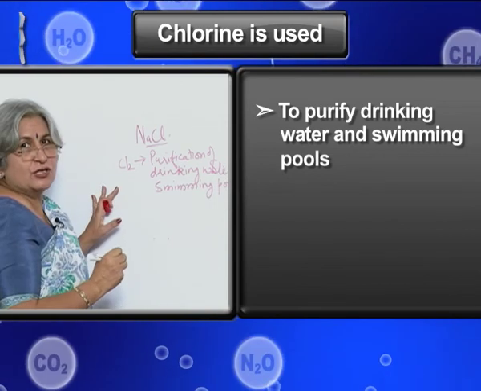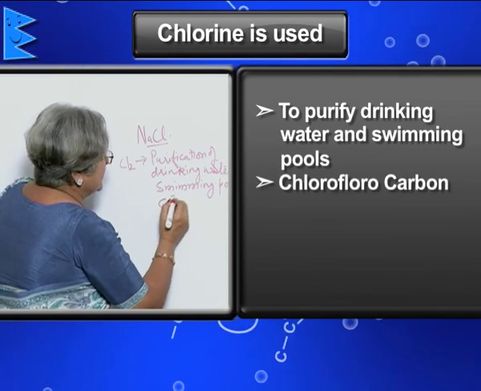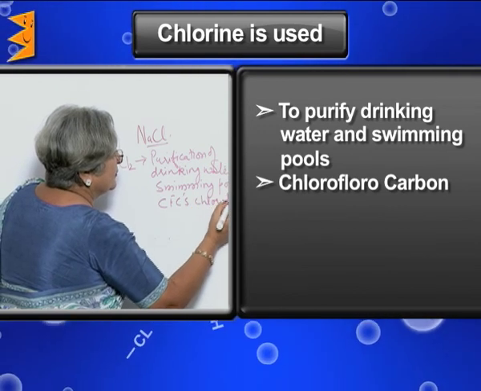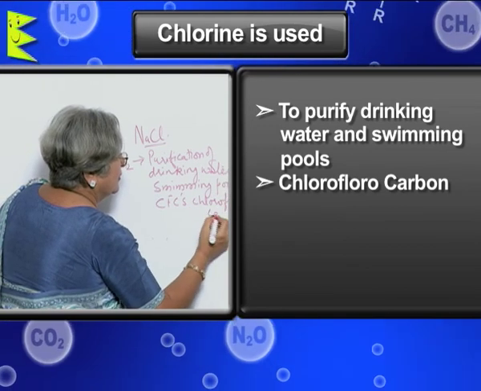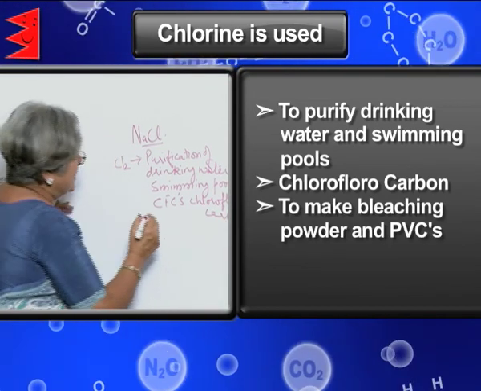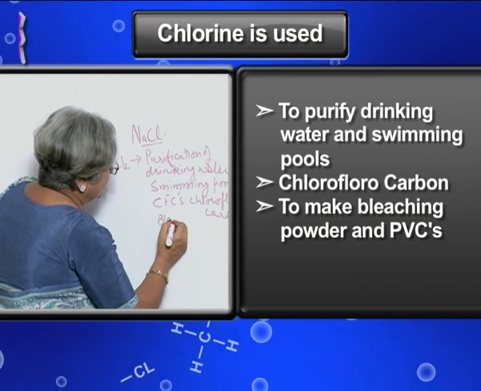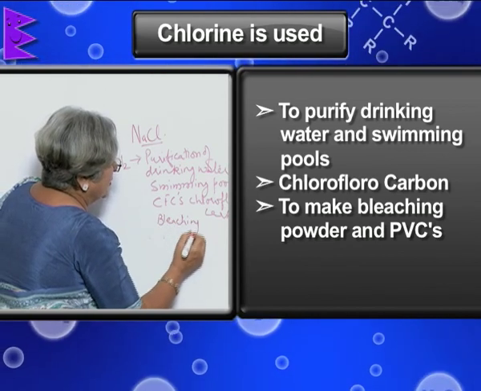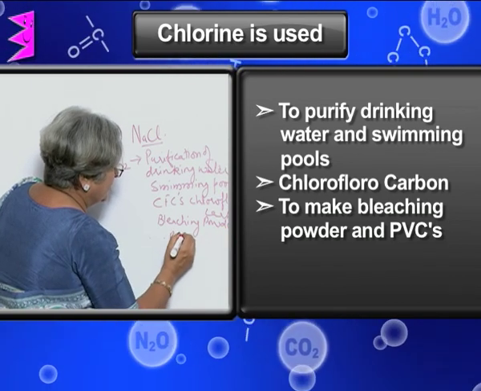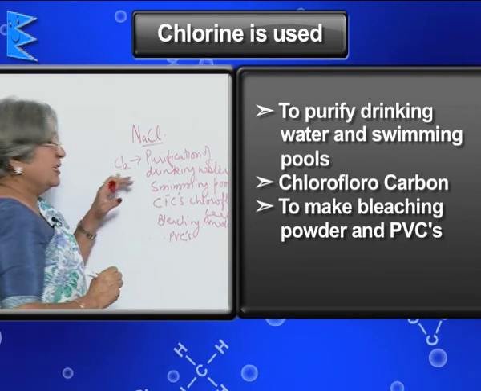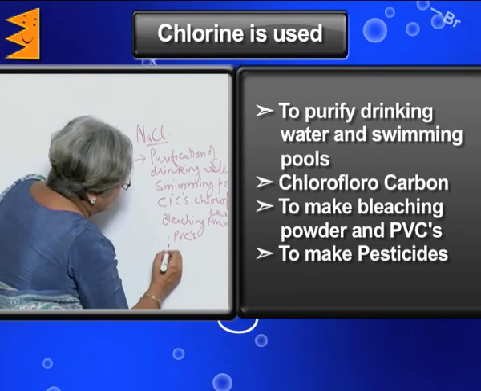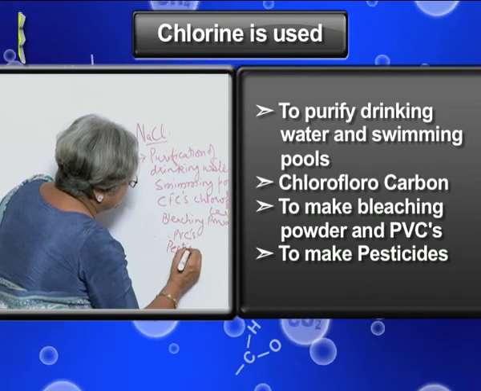Then chlorine is also used for making CFCs, that is chlorofluorocarbon. Chlorine is also used for making bleaching powder. PVCs. So, there are so many uses of chlorine. It is also used for making pesticides.